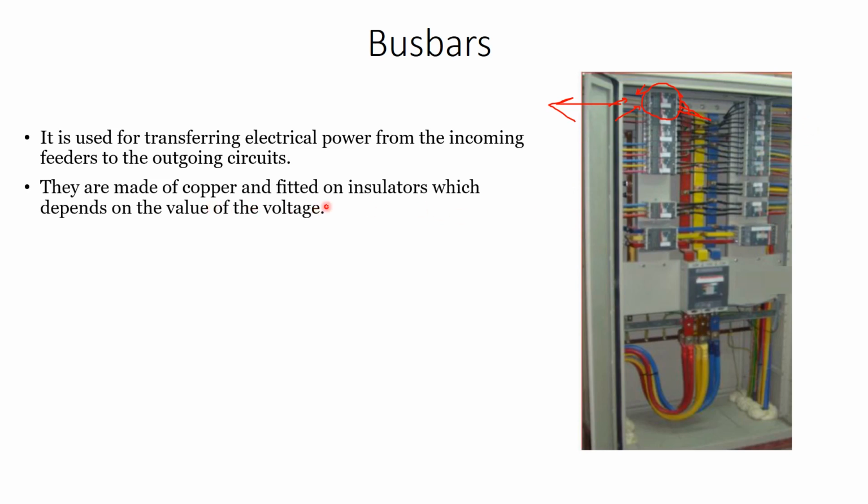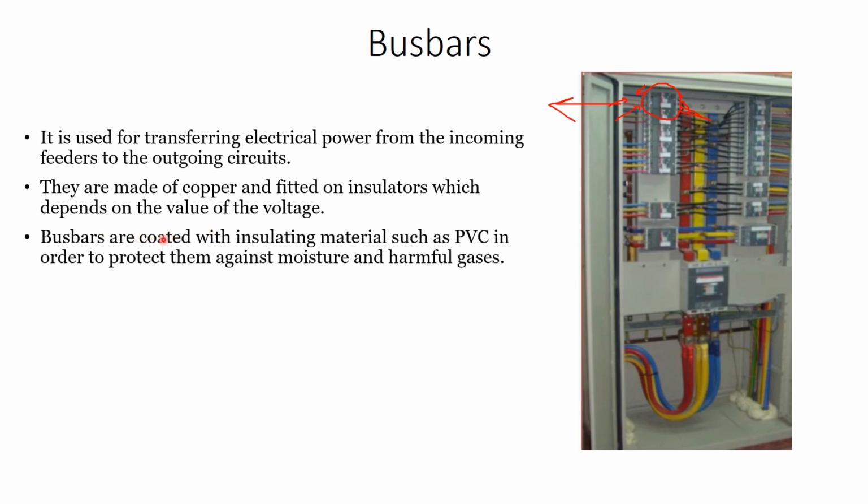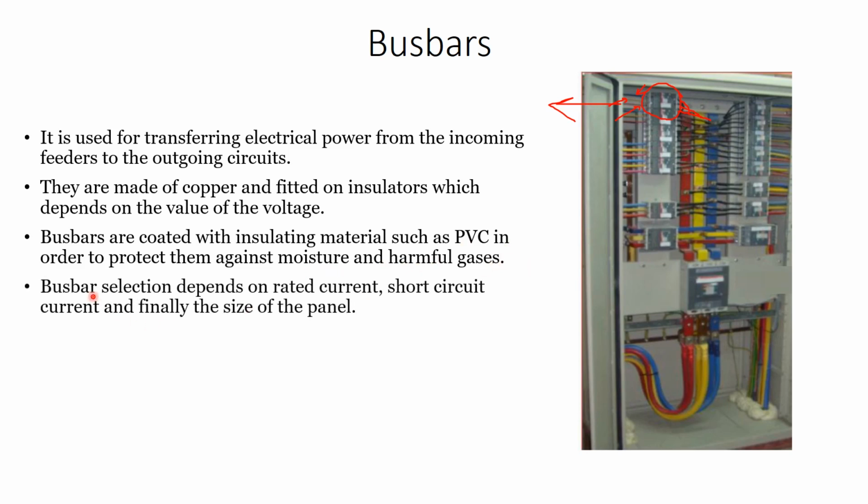They are made of copper and fitted on insulators, which depend on the value of the voltage. Of course, the insulators are used to insulate these bus bars from the enclosure itself, to prevent the connection of these bus bars with the ground. The bus bars are coated with insulating material such as PVC or polyvinyl chloride in order to protect them against moisture and harmful gases. The bus bar selection depends on the rated current, the short circuit level, and finally the size of the panel.